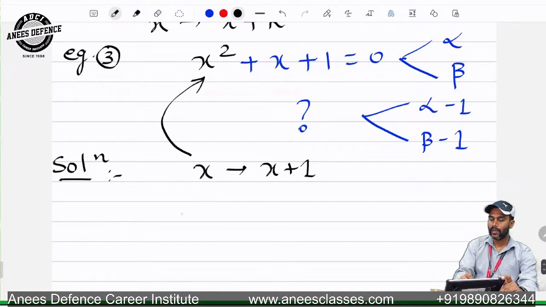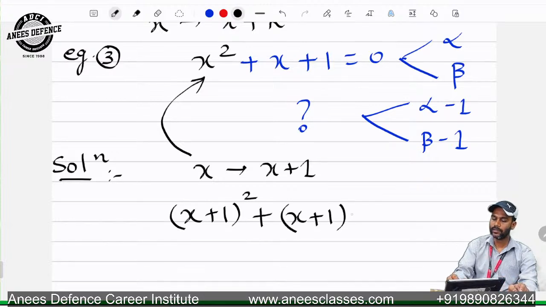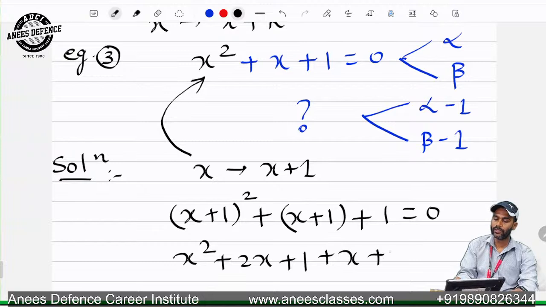So what you'll get? x plus 1 whole square plus x plus 1 plus 1 is equal to 0. Yes or no? We'll get x square plus 2x plus 1 plus x plus 1 plus 1 is equal to 0. So we'll get x square plus 3x plus 3 is equal to 0.